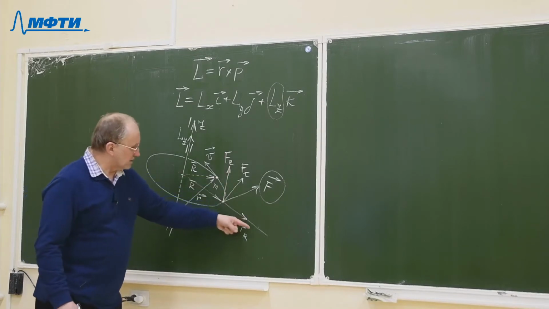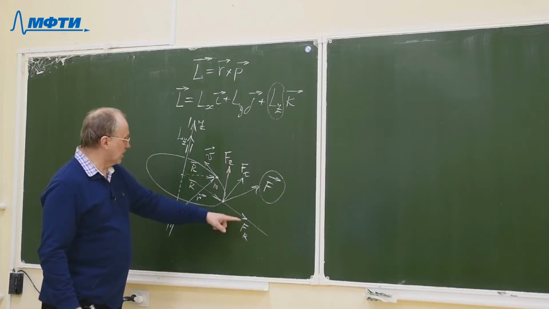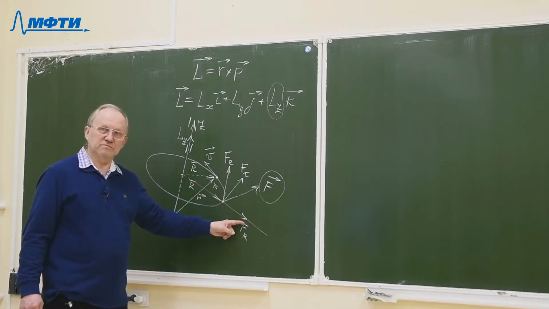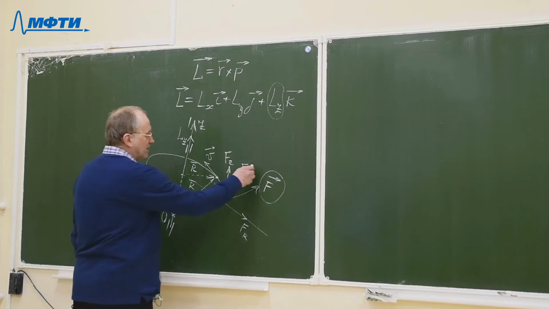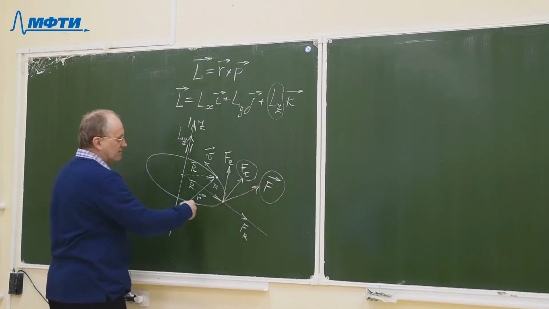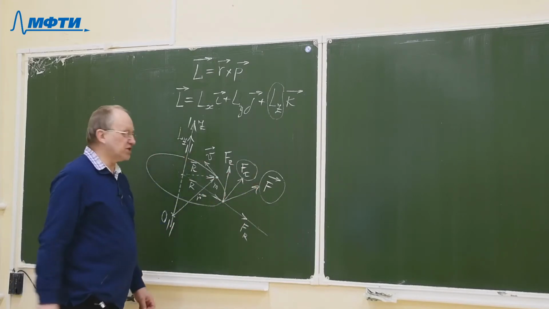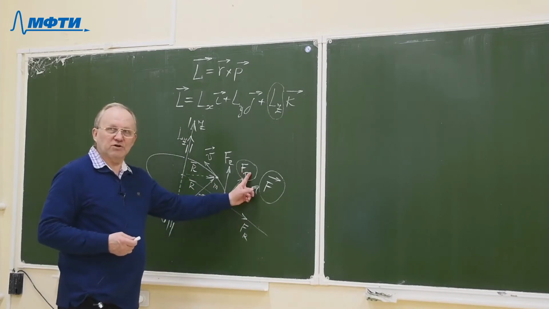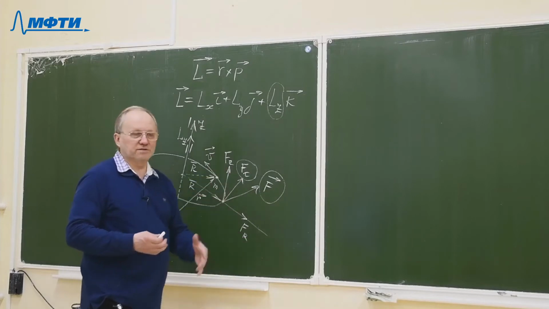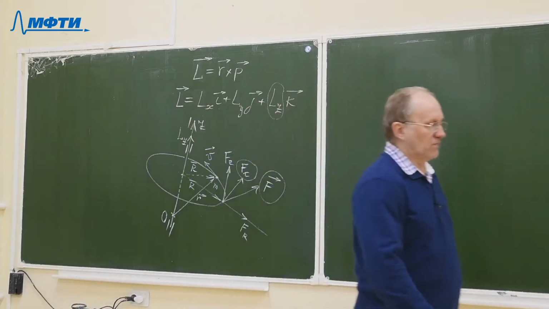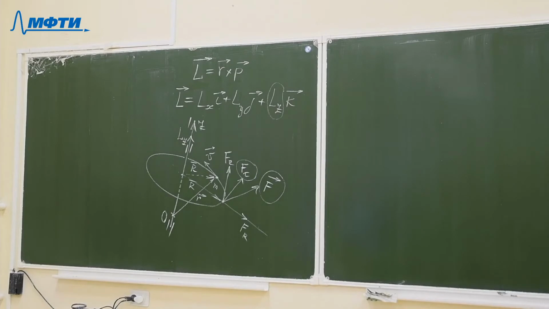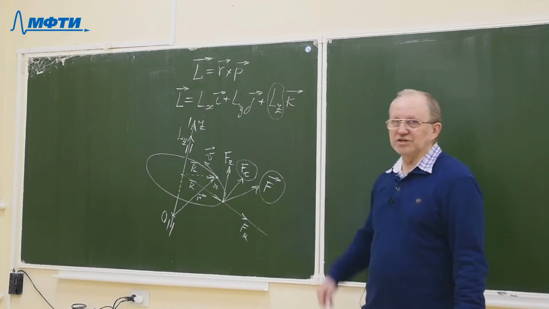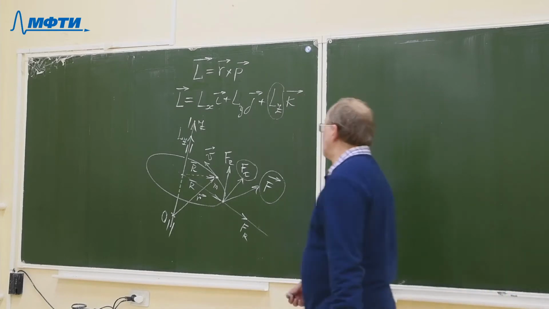Can the radial component Fr change anything in the rotation of this body? Again, no, nothing. Only the tangential component can either accelerate rotation or retard the rotation. Only the tangential component. The other two components will have no effect on the rate of rotation of this body.